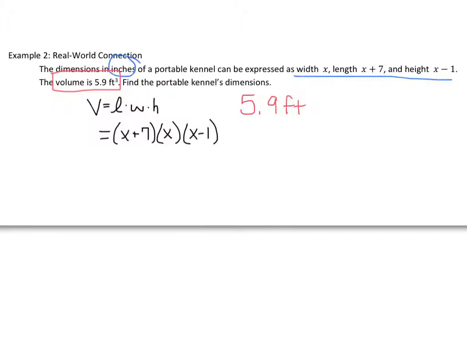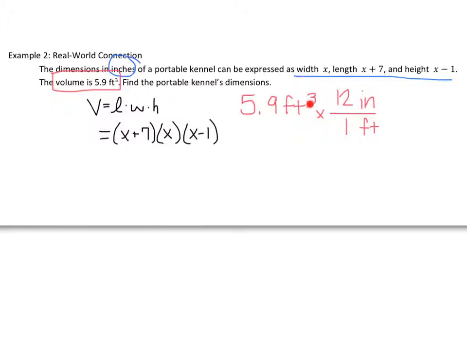So if we have 5.9 feet cubed, and we want to switch it to inches, so it's coming from feet going to inches, how many inches are in a foot? 12. Now, is that it, or what else do I have to do?